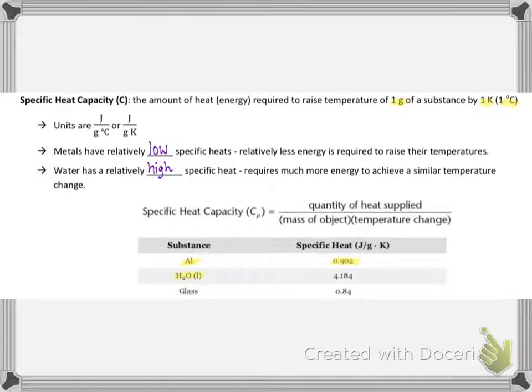Liquid water, 4.184. And then glass, just another random solid, is 0.8. And some metals are a lot lower than aluminum, so they can be like 0.3 or 0.2. But notice how water is 4? That's just, relatively speaking, I know 4, you're like, ooh, 4. But that's actually a really high specific heat capacity.